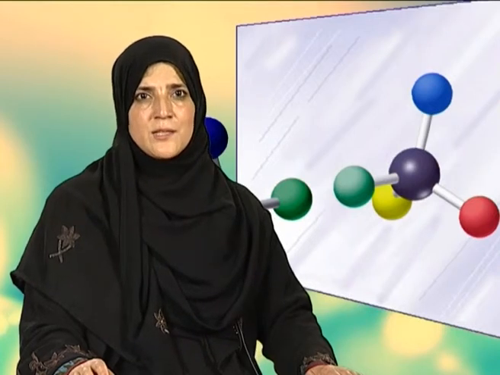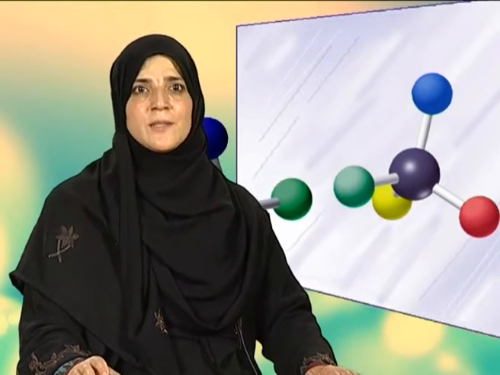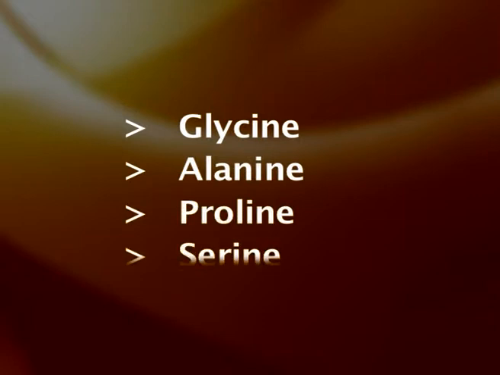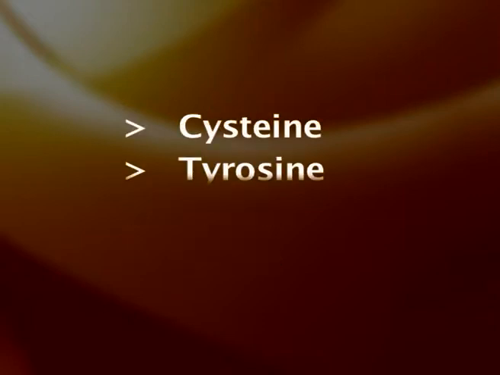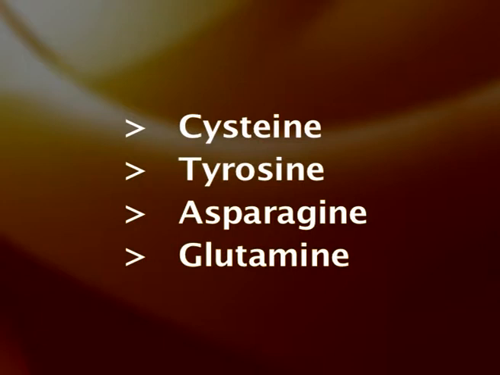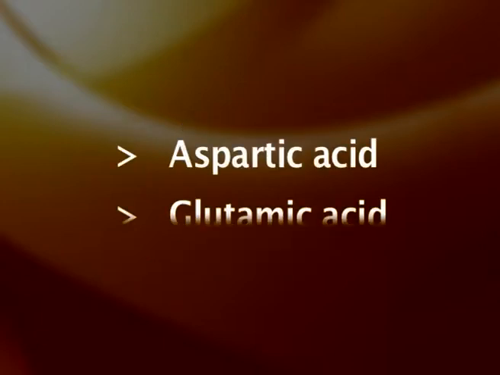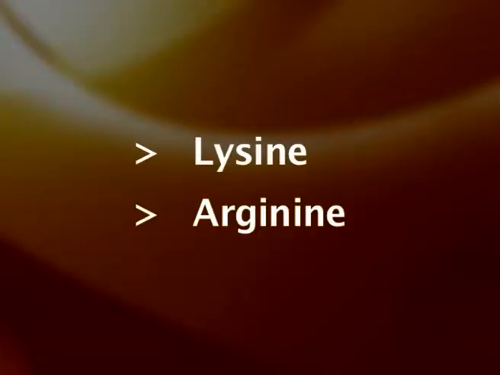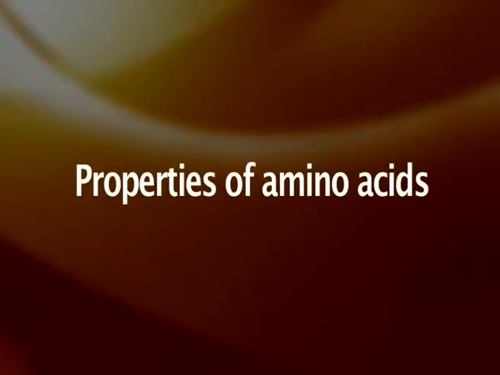These are also necessary for health but can be synthesized by humans from other amino acids and nitrogenous compounds. These include glycine, alanine, proline, serine, cysteine, tyrosine, asparagine, glutamine, aspartic acid and glutamic acid. Now, semi-essential amino acids. These are essential for infants, for example, lysine and arginine. Now, properties of amino acids.